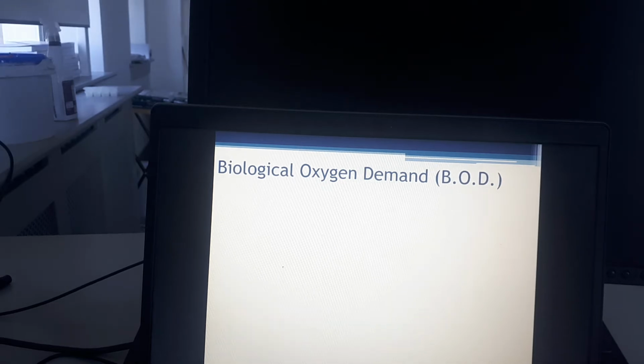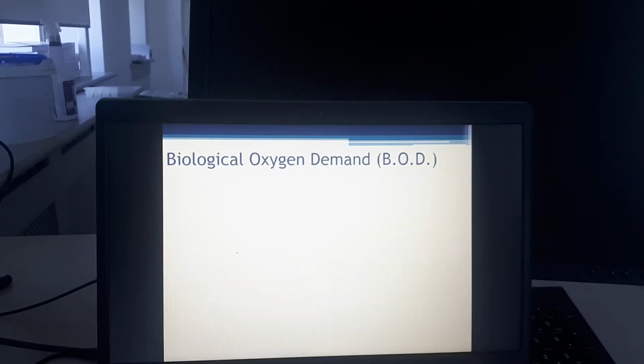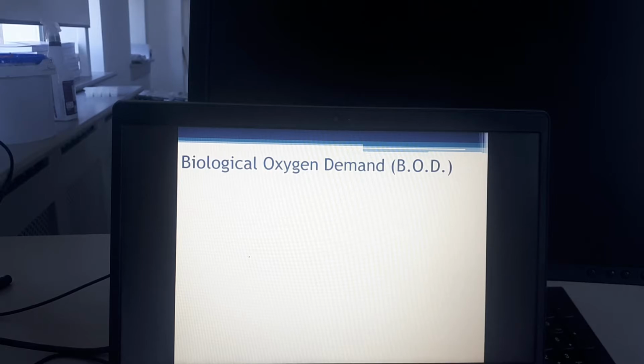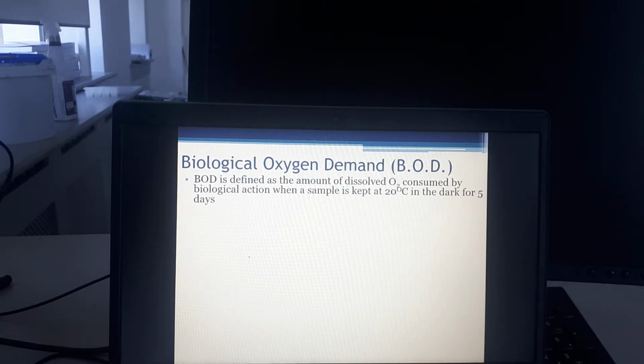Okay, so we have looked at pollution in our last slide. So what we're going to look at is how we actually measure pollution, and the way in which pollution is measured is by biological oxygen demand, or BOD. BOD is defined as the amount of dissolved oxygen consumed. So it's the amount that's used up by biological action, and biological action is the actions of living things.